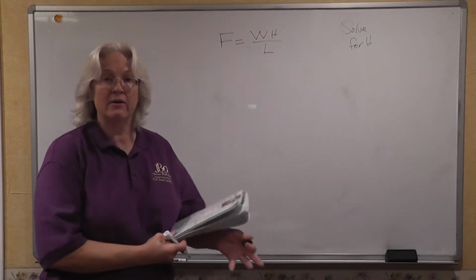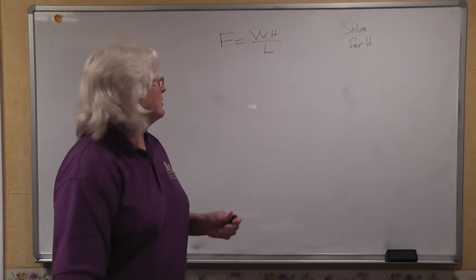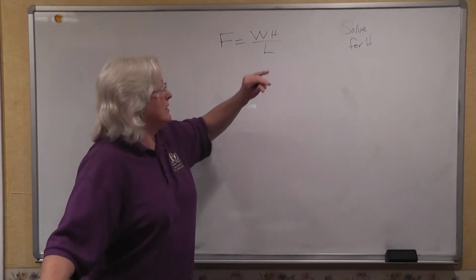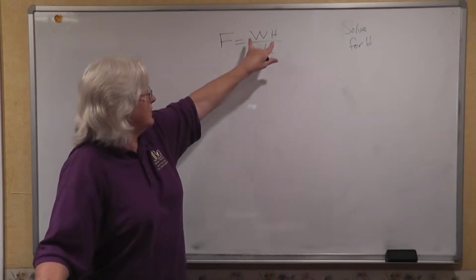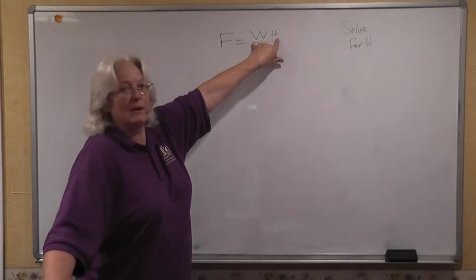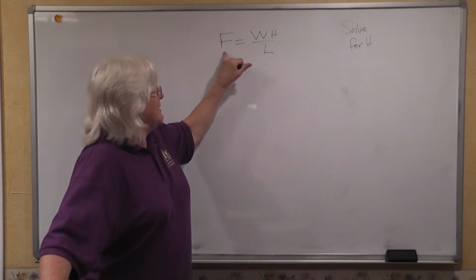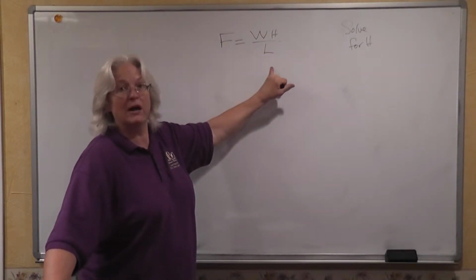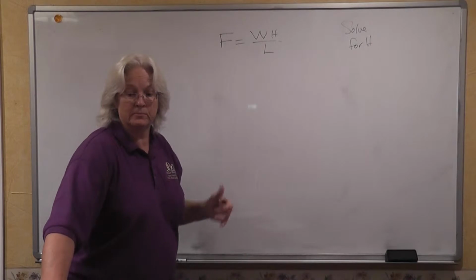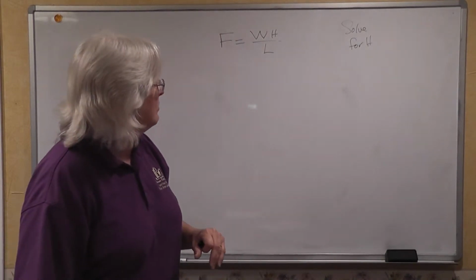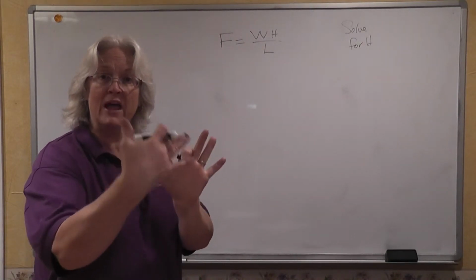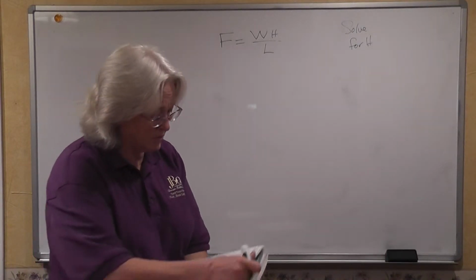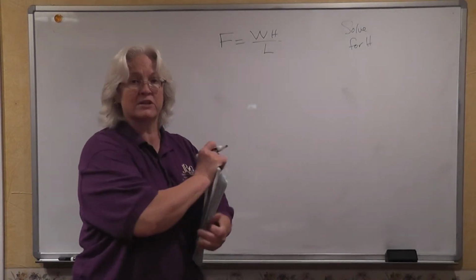So when we have letters bumped up against one another like this, these are all individual variables. This is not, I think in English they call it a diphthong, 2 letters that make a sound together. But we have F is equal to W times H divided by L. Okay, and we want to solve for H. So it means we're going to have H on one side of the equation only, and all of the other variables are going to be on the other side.